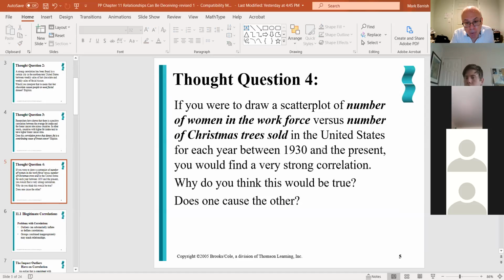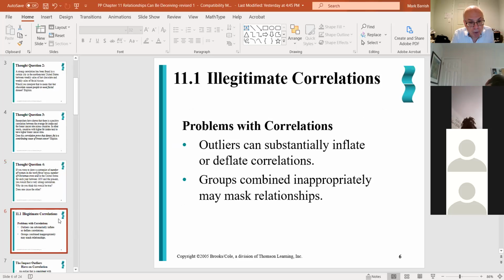So that scatter plot would show a strong correlation, but definitely not a causal thing, because what's causing this in the past was Christmas time. Christmas time in the past had more women working, and at the same time, Christmas trees were being sold. All right.